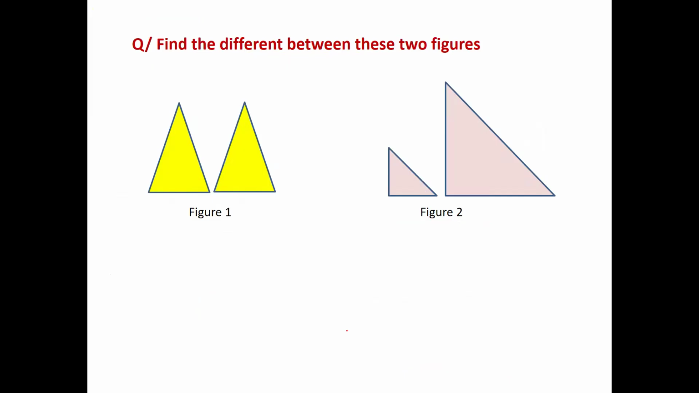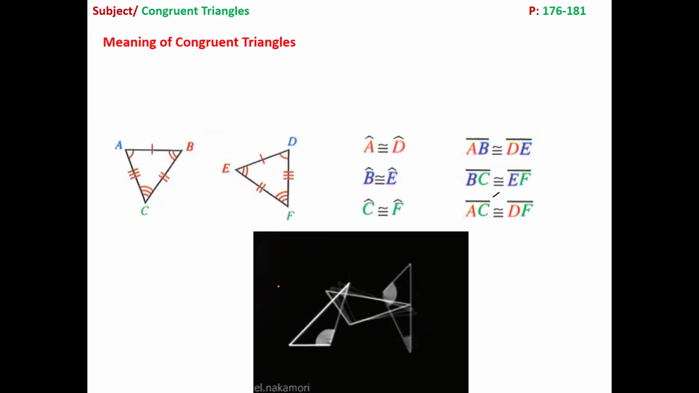Now if you take a look, there's a difference between these two triangles. This one is exactly the same thing, same size, same measure, everything. But take a look at this one, their size is different. So these two have two different names. The first one we call congruent, but the second one is similar, which we're going to study in grade 9, along with its properties.